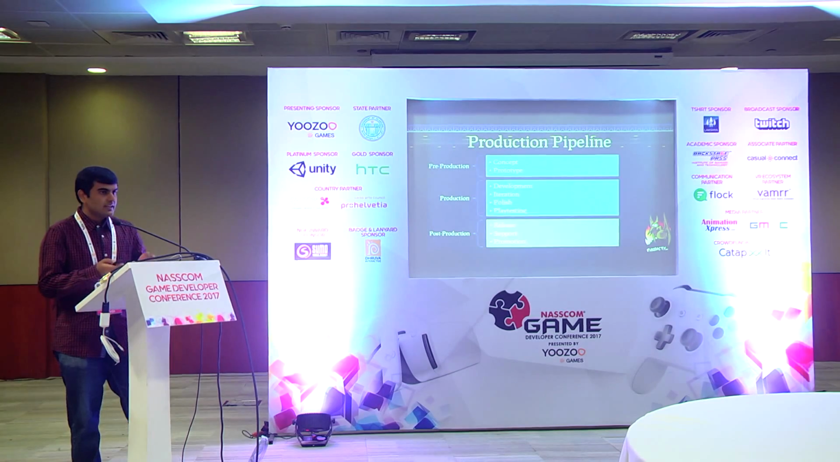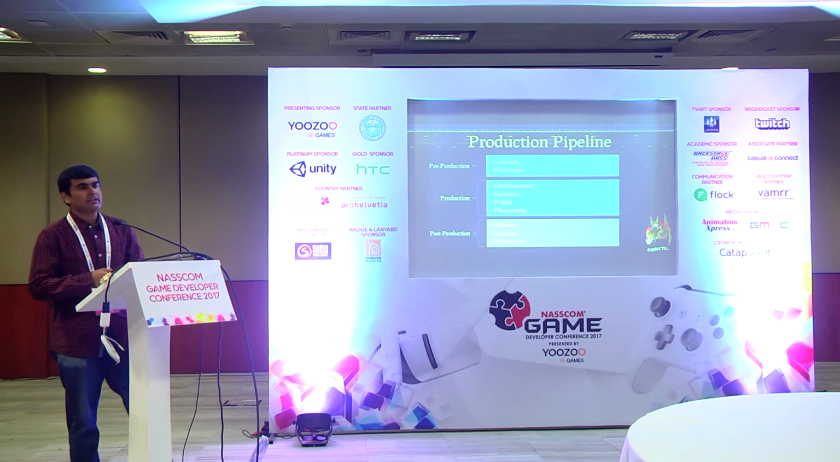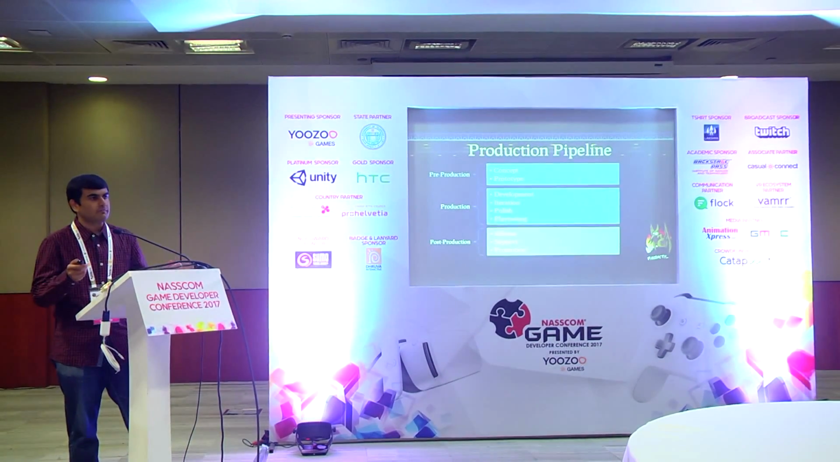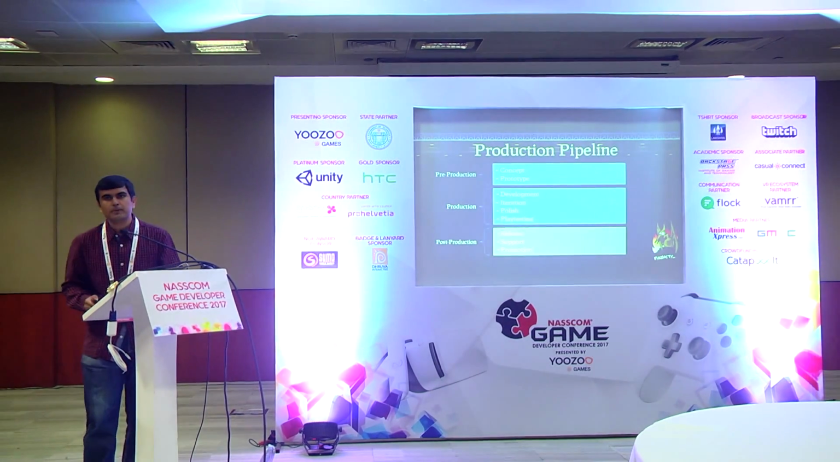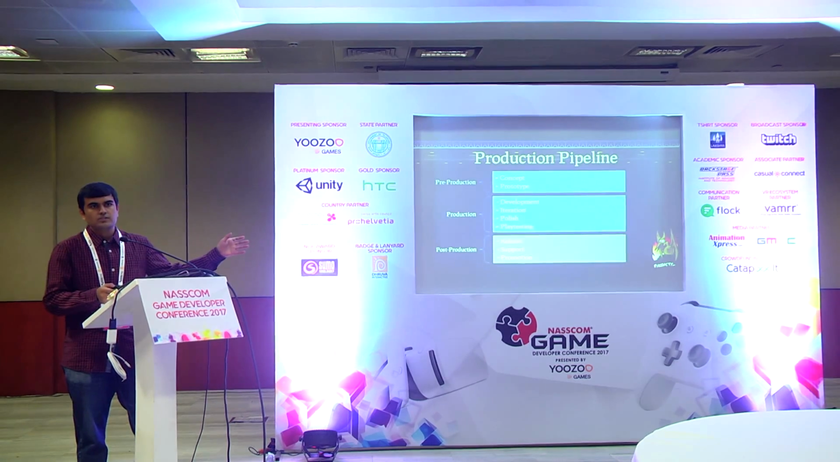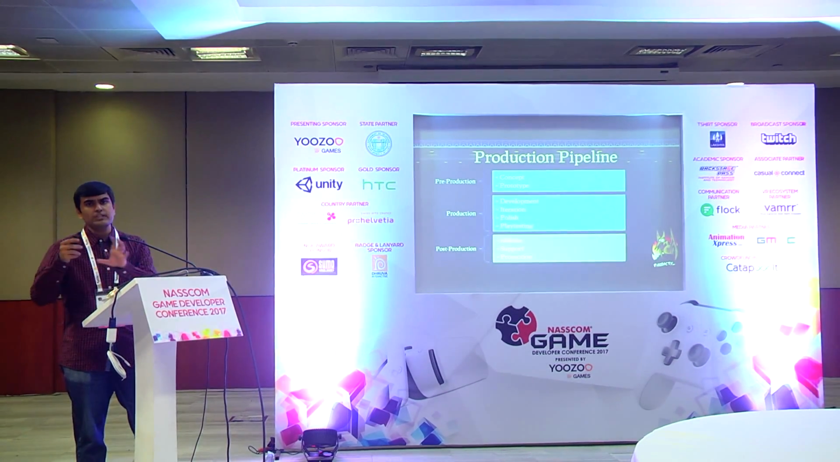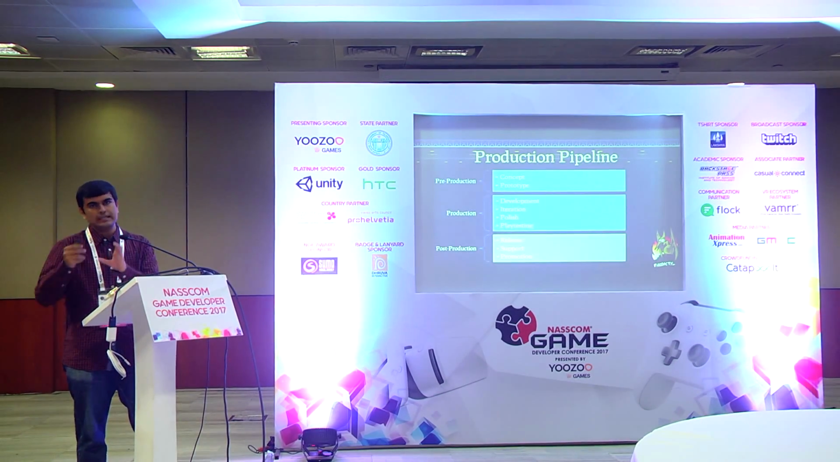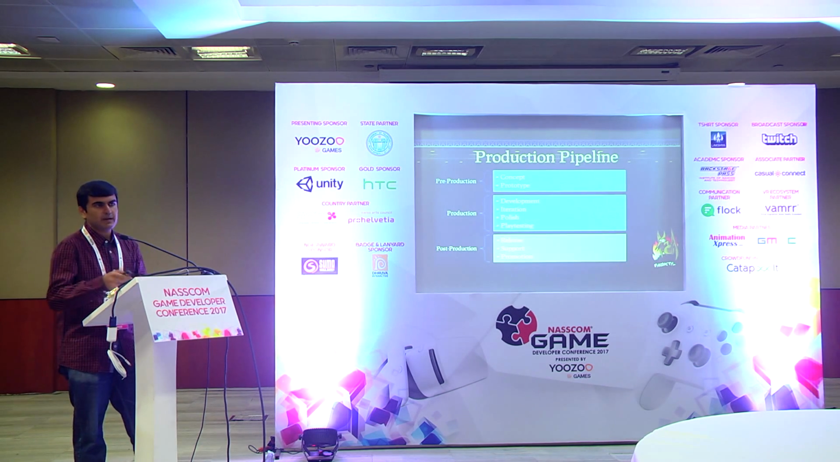So this is a very official looking chart about the game development production pipeline. Generally we divide our pipeline into 3 parts: pre-production, production and post-production. I'm going to talk about each of these phases and what I do in them that helps me get past the finish line that much more efficiently.